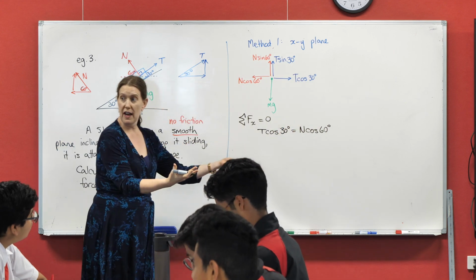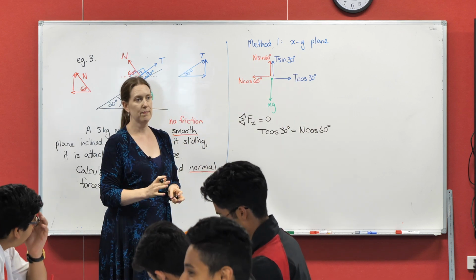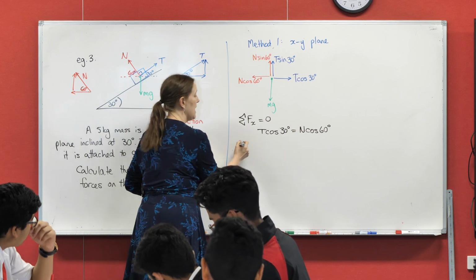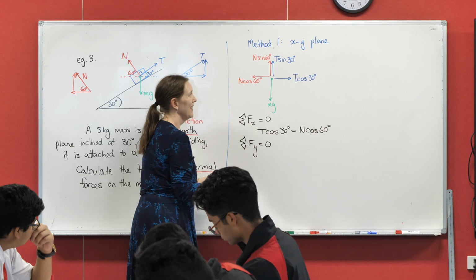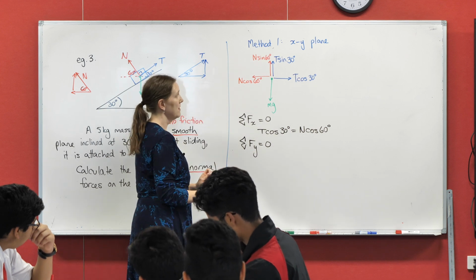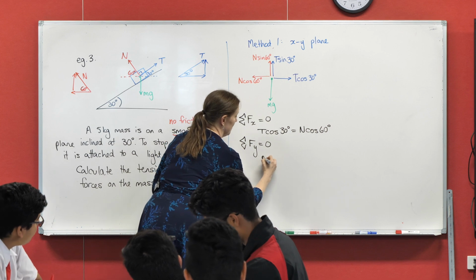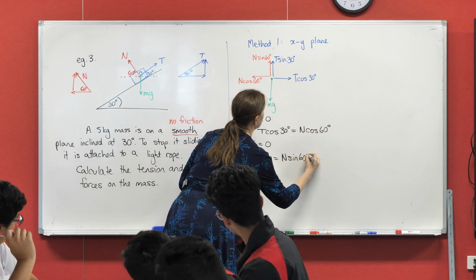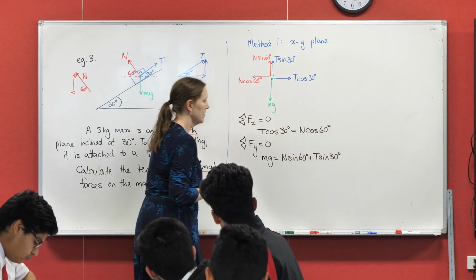I could write that as this one minus that one. I'm not that interested. Later on we might need to be, but only really in extension 2. My next direction, and Gad, I think you had this one sewn up. In the vertical, go for it. mg is equal to N sine 60 plus T sine 30.